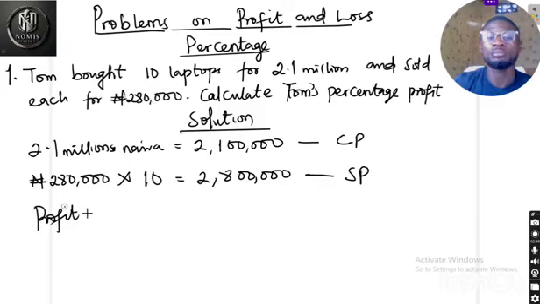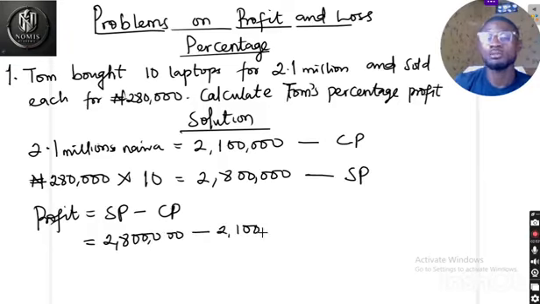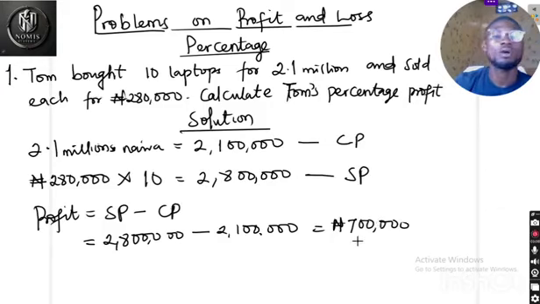Profit is equal to selling price minus cost price. Since the selling price is 2.8 million, we subtract 2.1 million from it. That gives us 700,000 naira, right? So the profit is 700,000 naira. Since we have 700,000 naira as the profit, we can now calculate the profit percentage.